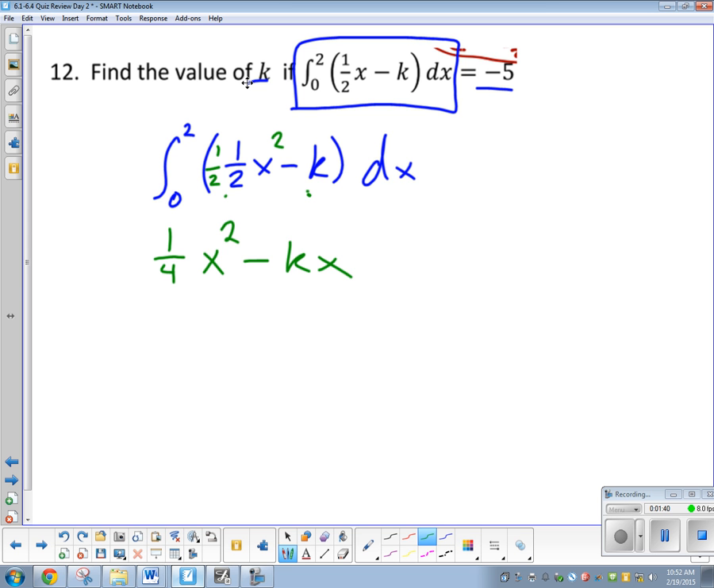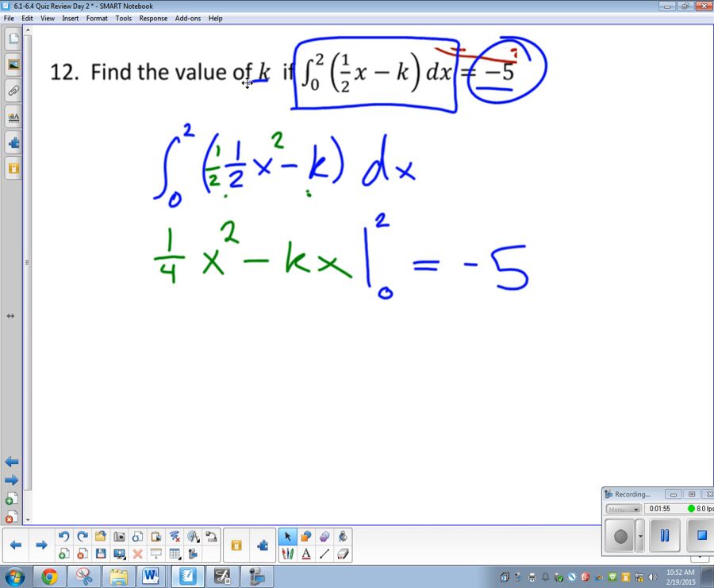No, we don't have to do plus c here because I have bounds. So I'm going to evaluate that from 0 to 2. And when I do that, what's my answer going to be equal to? From up here, it tells me it's going to be equal to -5. So let's do this. I'm going to plug in the upper bound, so I'm going to plug in 2. So 1/4 times 2 squared minus k times 2. Minus, I'm going to plug 0 in.